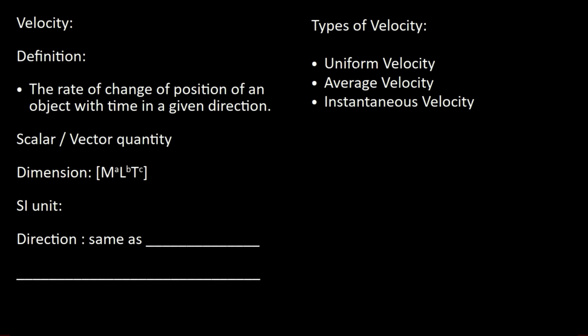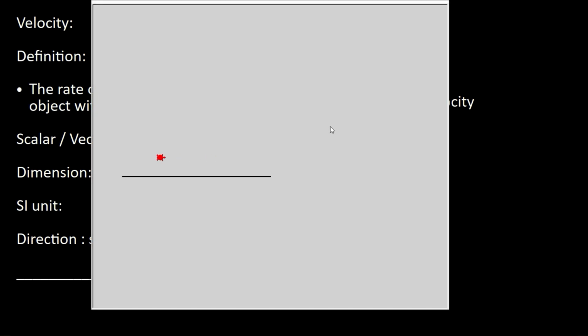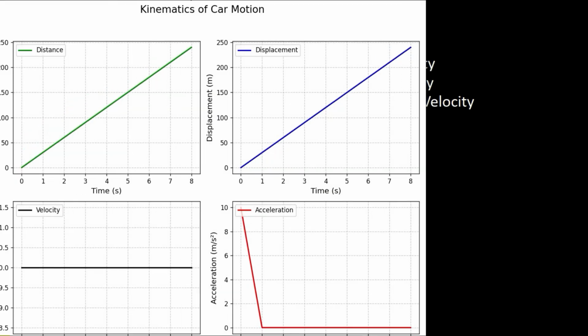Now types of velocity, uniform velocity. That is, we are covering equal distance in equal interval of time, and the direction also does not change. So a simple example is over here, right? That's your uniform velocity.